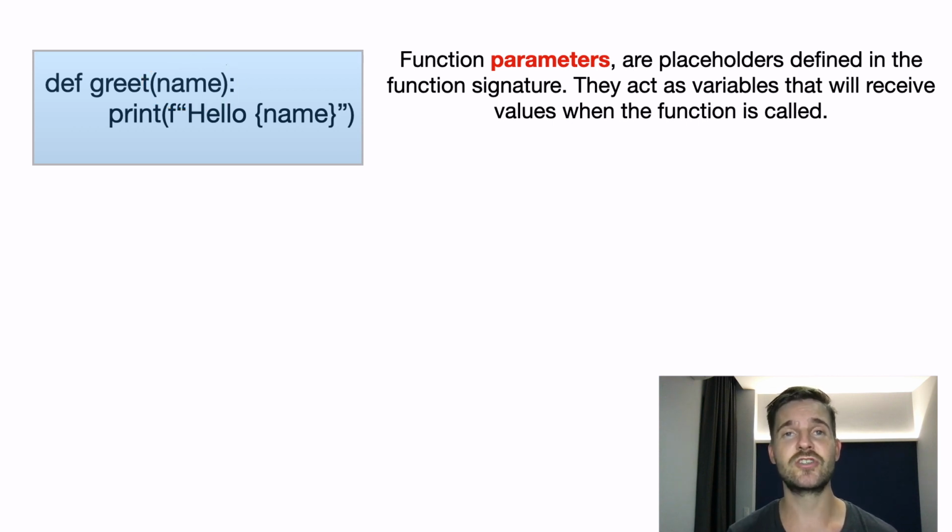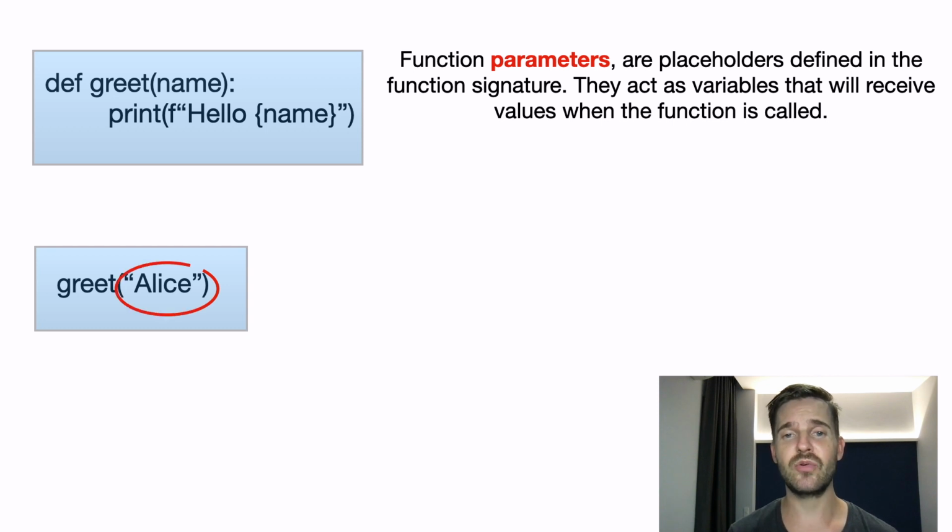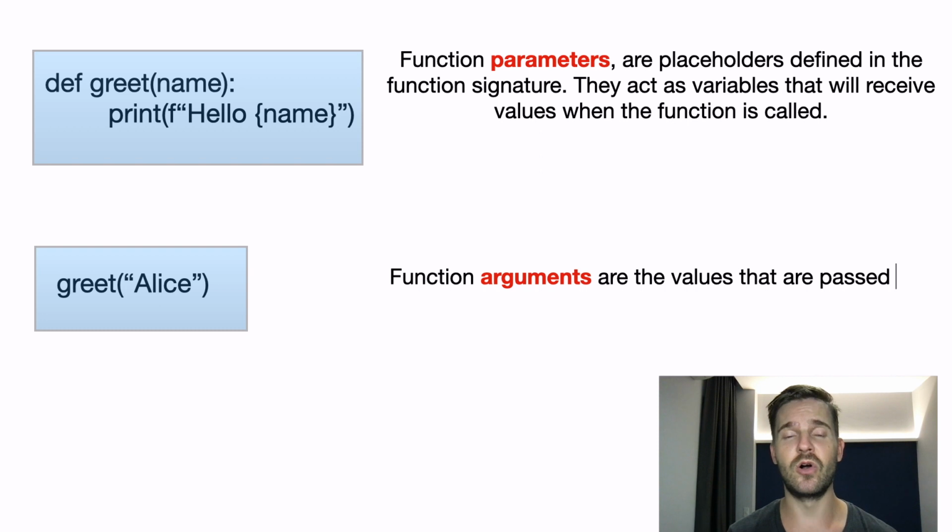Let's talk about function arguments. Function arguments are the values that are passed into a function when it's called. So look at the screen. When we call the greet function, we pass the argument Alice.